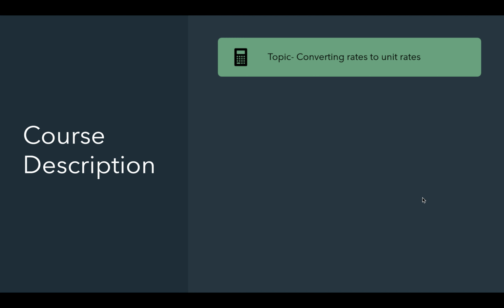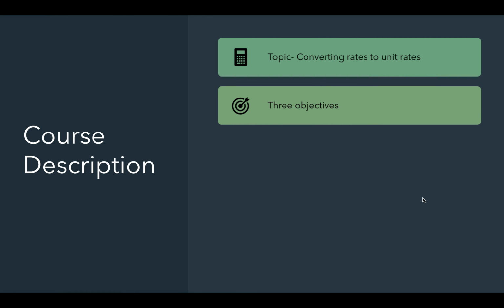The topic of the Converting Rates to Unit Rates course is converting rates to unit rates. There are 3 objectives for the course. 1. Given a set of 10 rates, students will be able to convert those rates to unit rates with 80% accuracy. 2. Given grocery store task cards in which they are asked to compare the rates of various products, students will evaluate the price of each product by converting rates to unit rates and will then choose the best priced product with 80% accuracy. And 3.